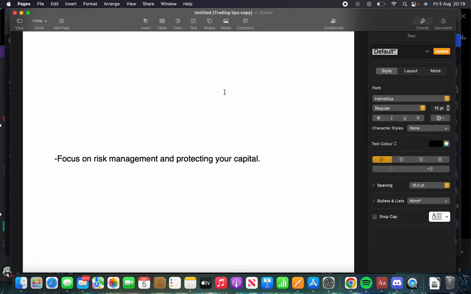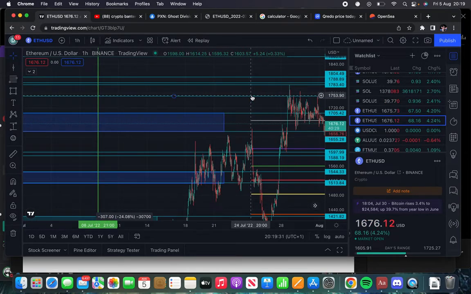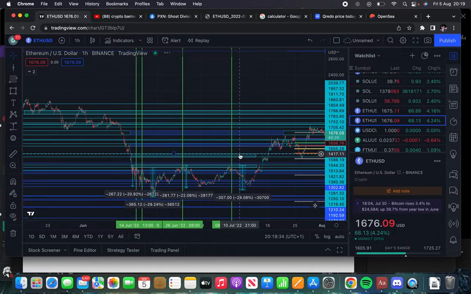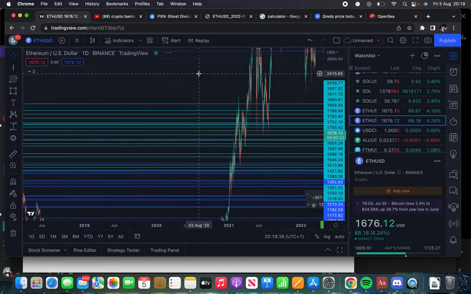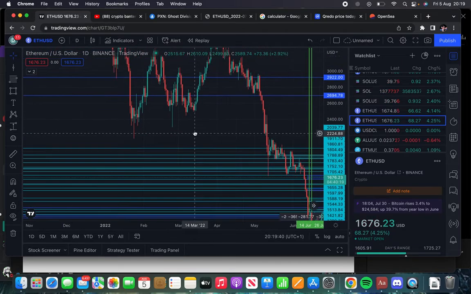Yeah. Well, pretty much ties into the last point. Focus on risk management and protecting your capital. And I know this is a bit of a cliche saying sometimes, right? But protecting your capital, sometimes it's better to do nothing than doing a trade, right? Because if I stuck with my original thesis of staying out of the market, because I was anticipating the drop.